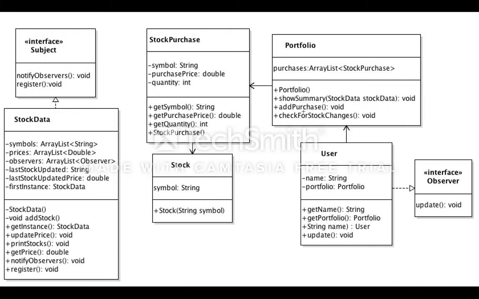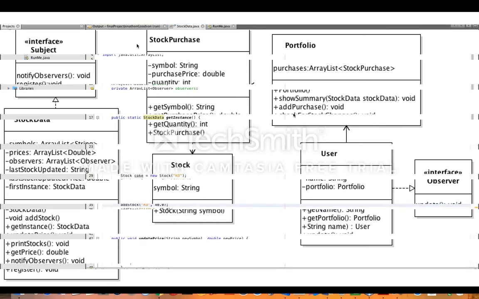Here's the class diagram for the project. The main classes are user and especially portfolio. Portfolio consists of a number of stock purchases, and stock purchases consist of a single stock. A couple of things to take note of are this observer and subject interface. These have to do with the observer pattern that was implemented in this project.